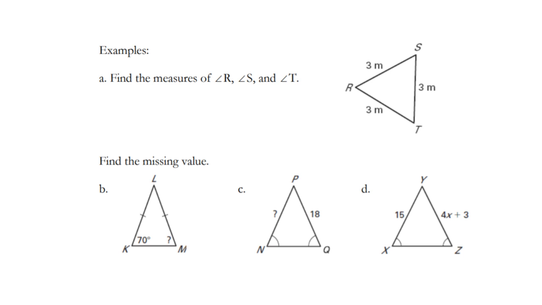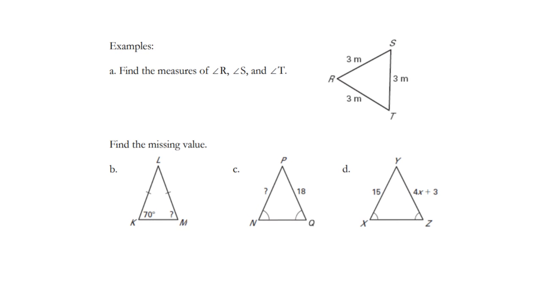So let's try some examples with that information. The first one says, find the measures of angles R, S, and T. All right, well, here's angle R, here's angle S, here's angle T. I only know the side lengths. This side, RS, is 3 meters, and this side is 3 meters, and this side is 3 meters.